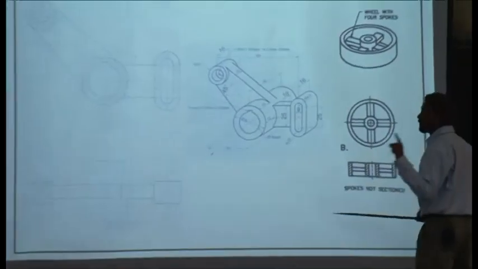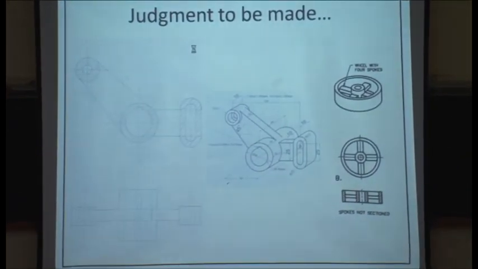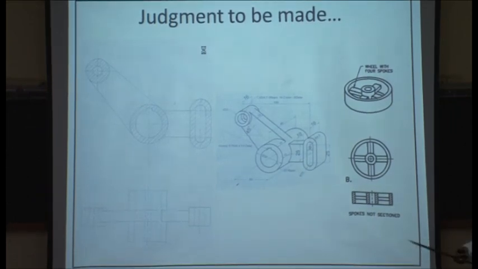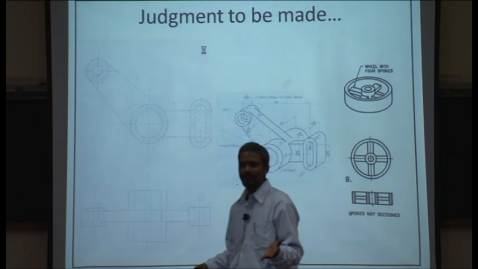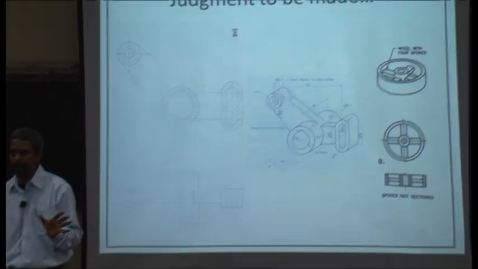No, so ribs, think about the ribs, what do they do? You remove them, you still have the object intact. Fasteners, they are essentially different components, they are different from the main machine part, right?